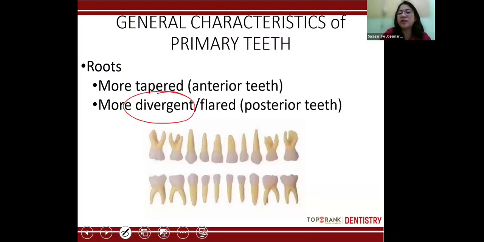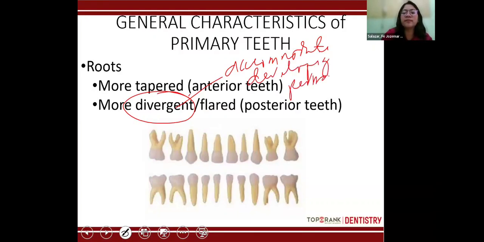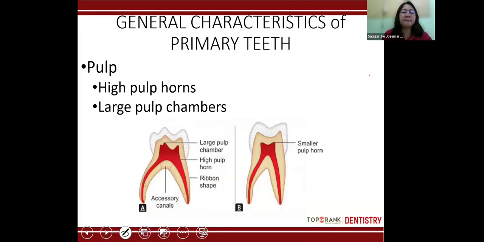Bakit ulit divergent sa posteriors? To accommodate the developing permanent tooth buds. Okay, so that's, yes, very good, for the succedaneous tooth bud to develop. Kaya nag-flare sila. They have higher pulp horns and larger pulp chambers. So it's easier to sensitize a primary tooth. They could feel sensitivity easier, like when they're eating ice cream compared to adults because they have larger pulp chambers.